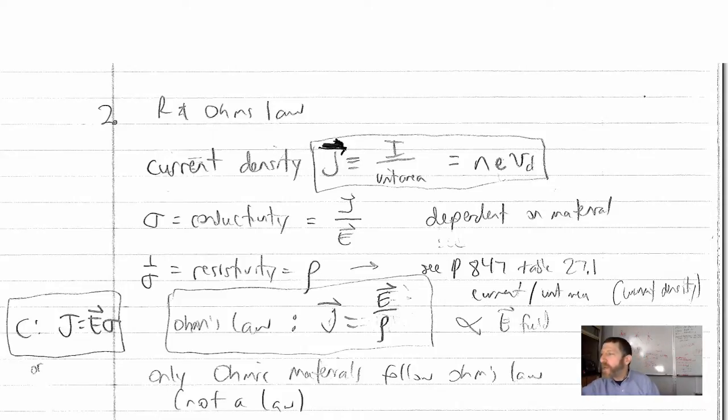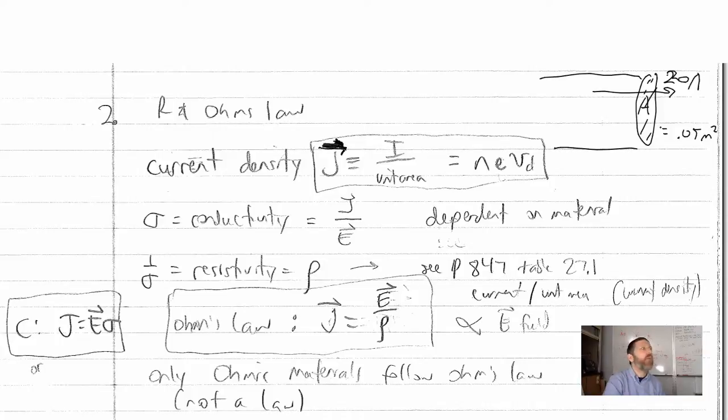Here's an example of this. If this area right there is equal to 0.05 meters squared, and the current passing that point is 20 amps, what is the current density passing through this area right there? Go ahead and figure that out. What's the current density? 20 amps going through that end of that wire, which is 0.05 square meters. That's a pretty big wire. What's the current density?